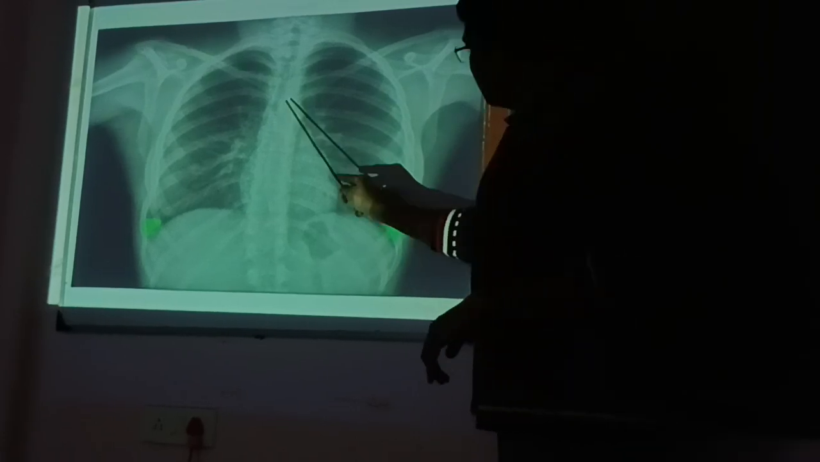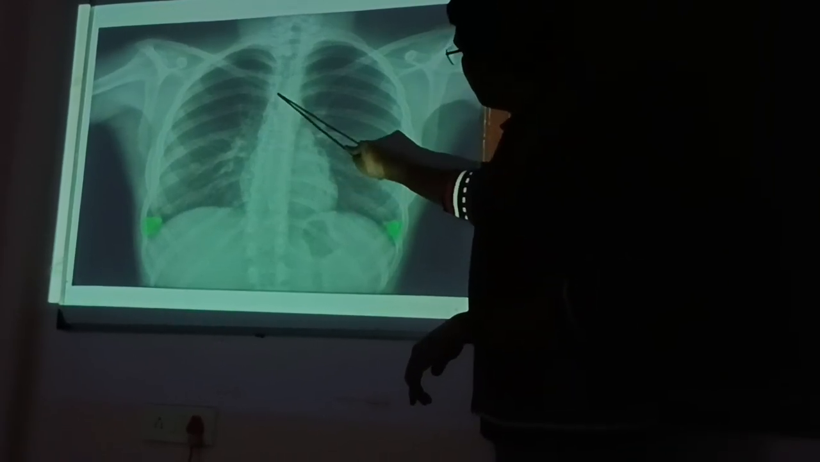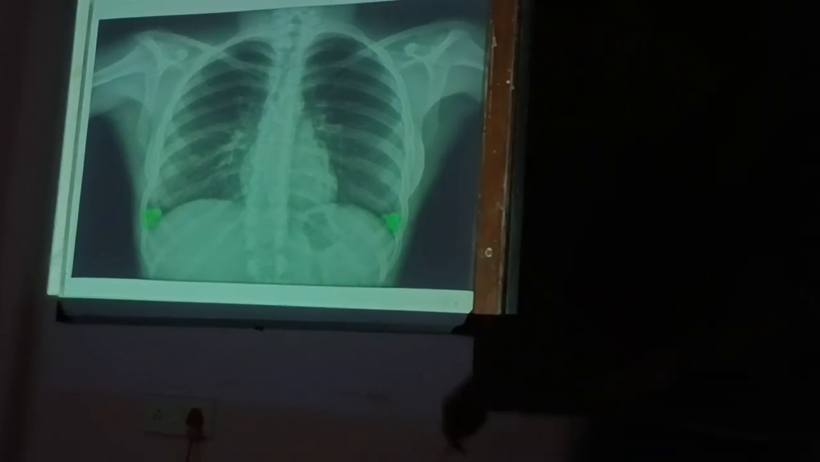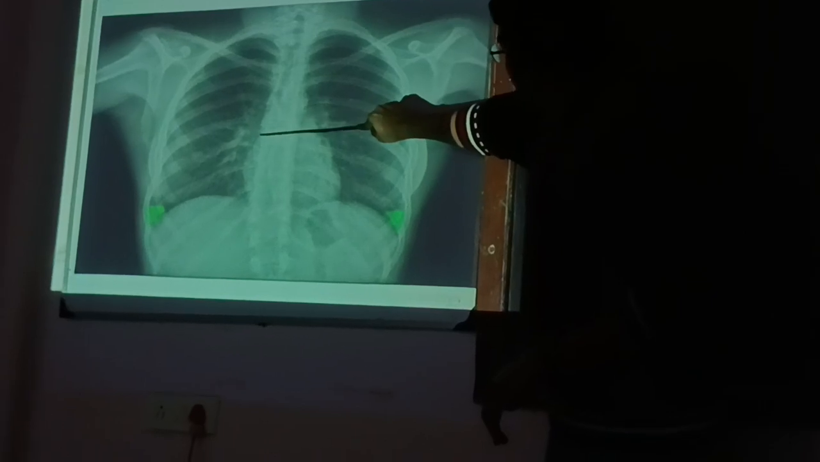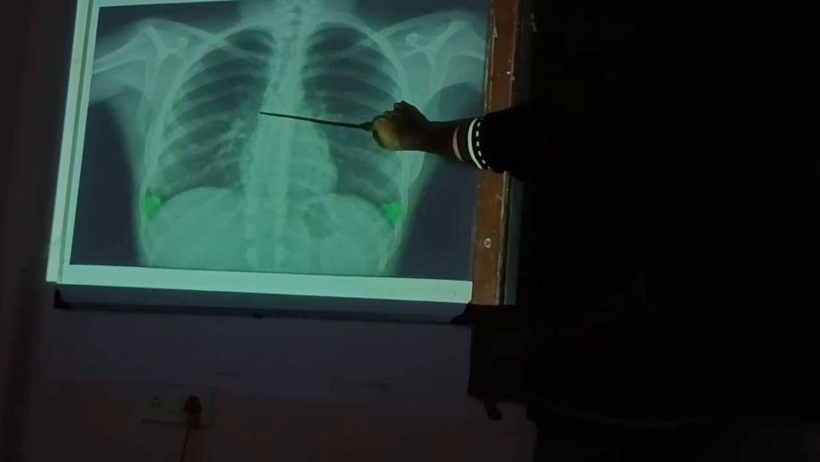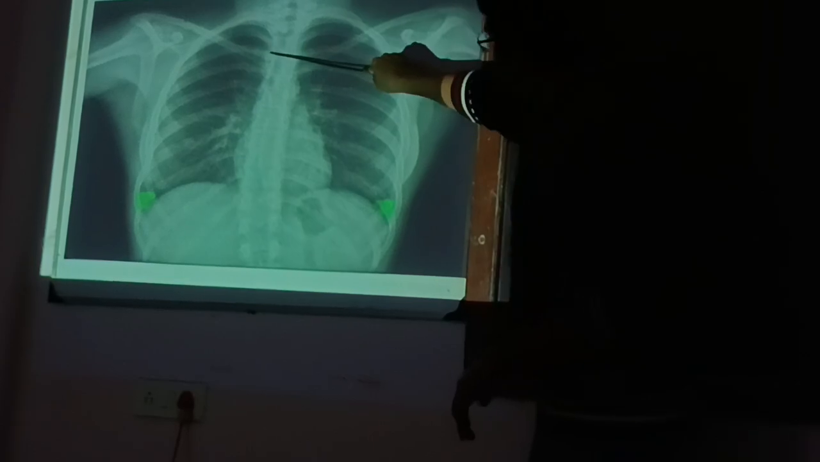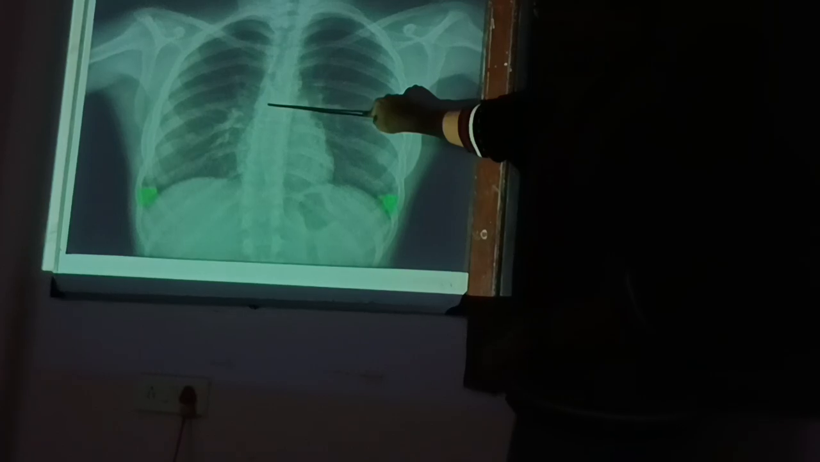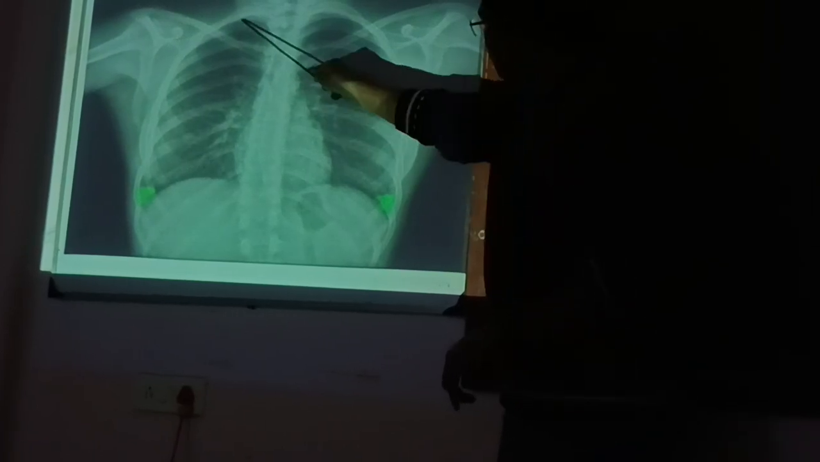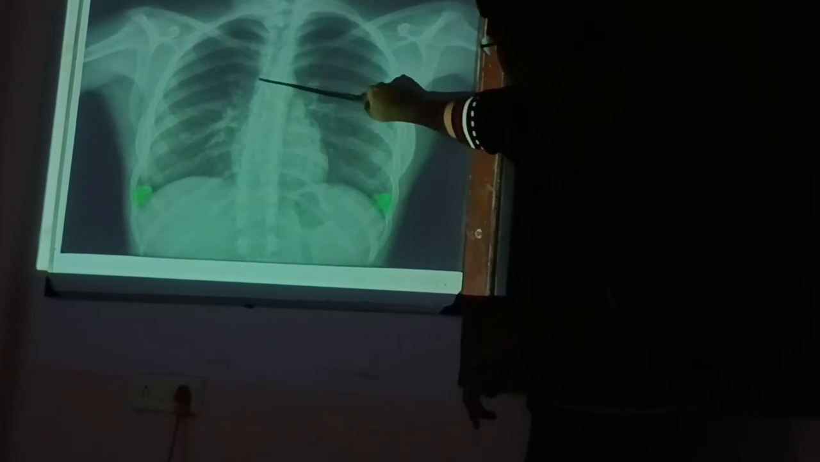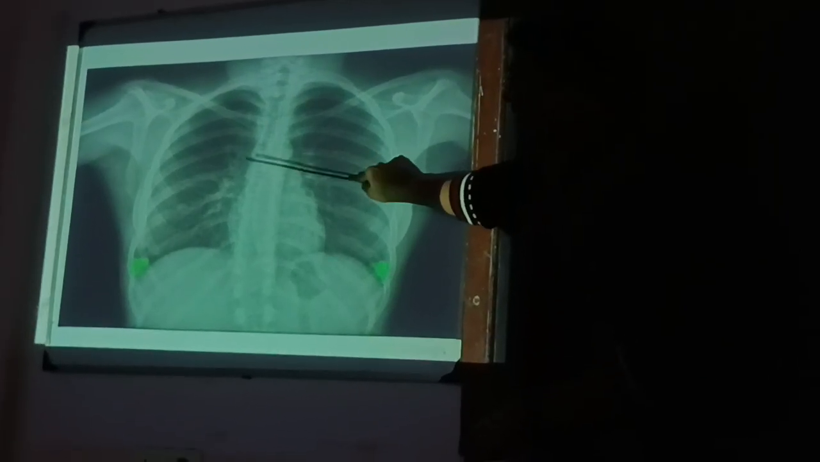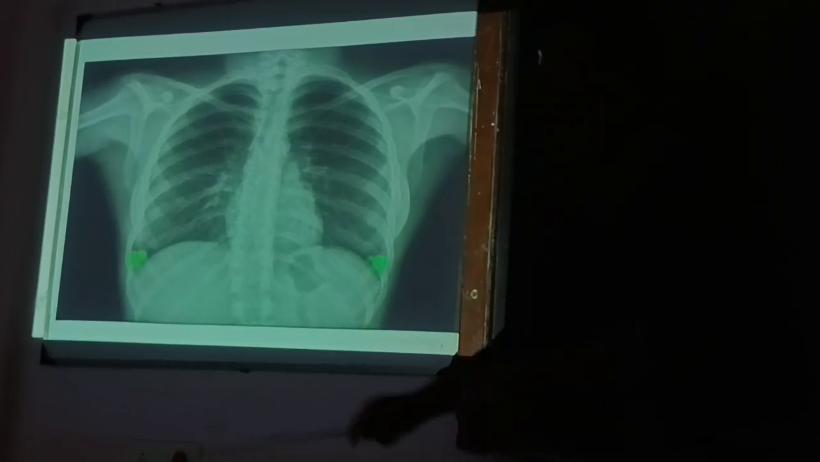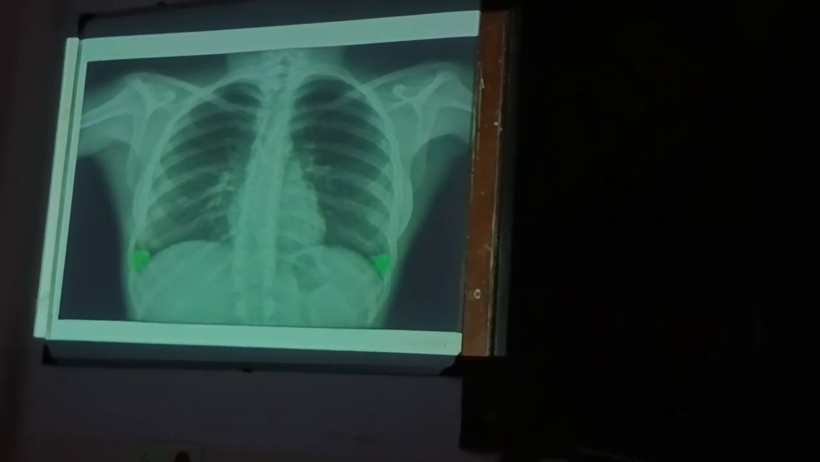You can see a convexity over here, then a depression, and again one more convexity. At this level, this part is the superior vena cava, because the brachiocephalic veins join at the level of the manubrium sterni and become the superior vena cava below it. So just below the manubrium sterni, this elevation or convexity is because of the presence of the superior vena cava.